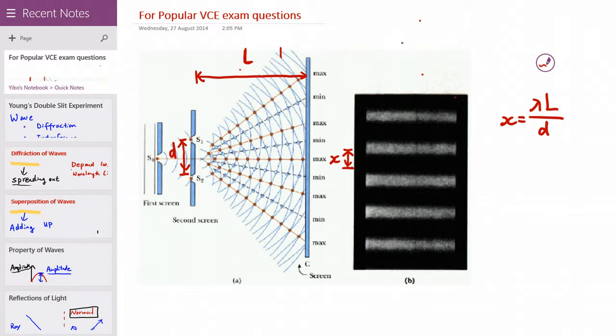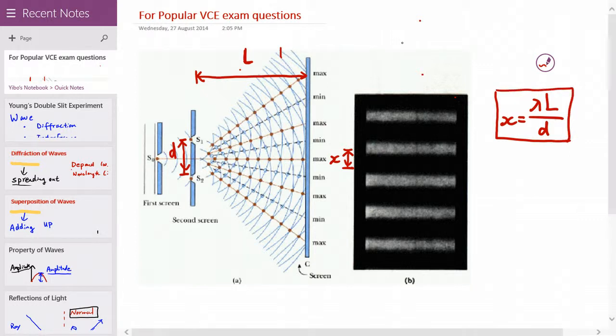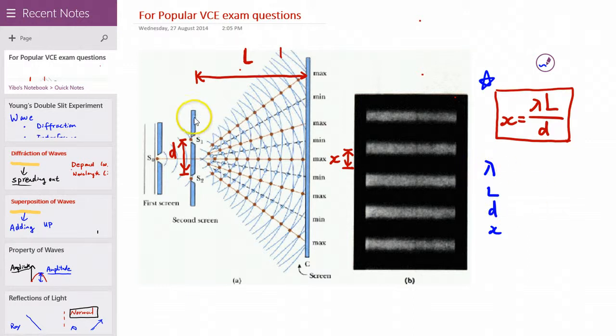Now, this equation tells me a lot of information. So write this equation down. Also write down the meaning of each symbol. What do they mean? Lambda is the wavelength, L is the length between the interference pattern and the source, d is the distance between two slits, and x is the wideness, or the spreading out of the interference pattern.